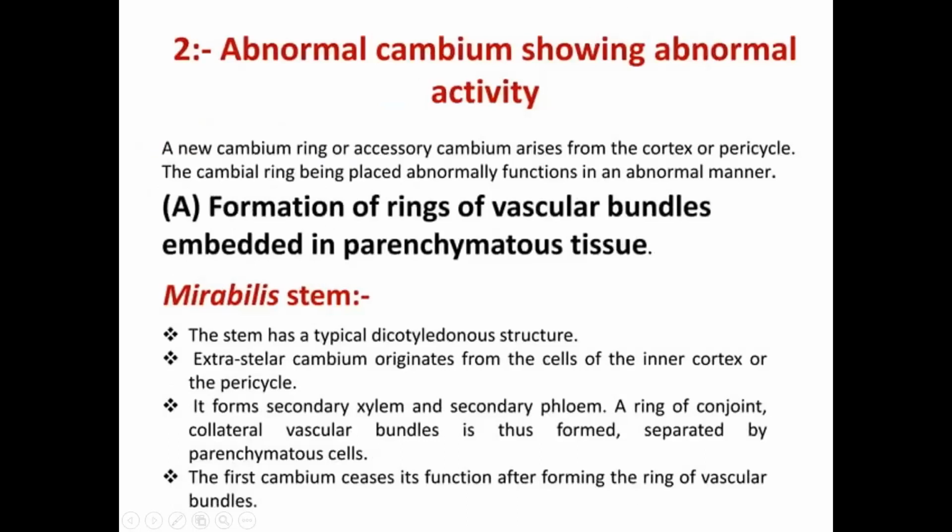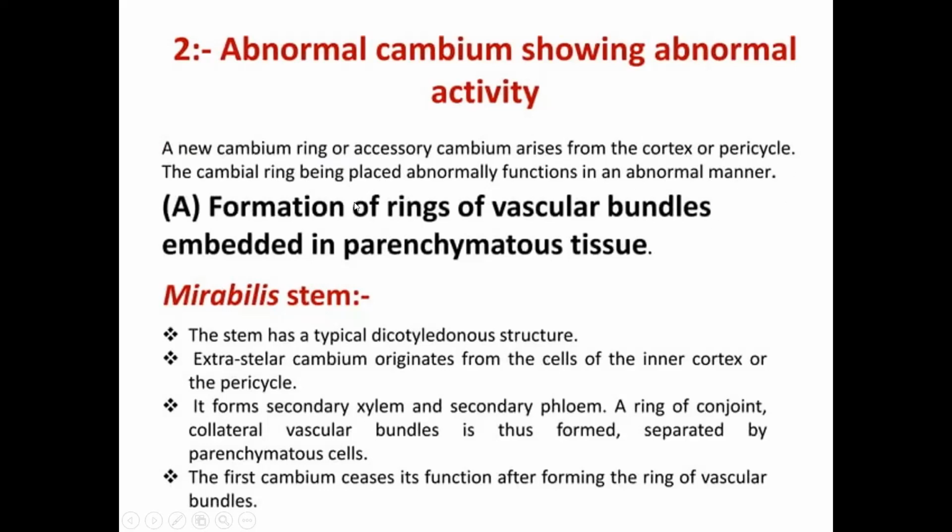So next is abnormal cambium showing abnormal activity. Here a new cambium ring or accessory cambium arises from the cortex or pericycle. Accessory cambium means the cambium other than that of the vascular bundle region. So it is called the accessory cambium, which develops from the cortex region. If it develops from the cortex, it is called a cortical cambium, or an extrastellar cambium if it arises from the pericycle.